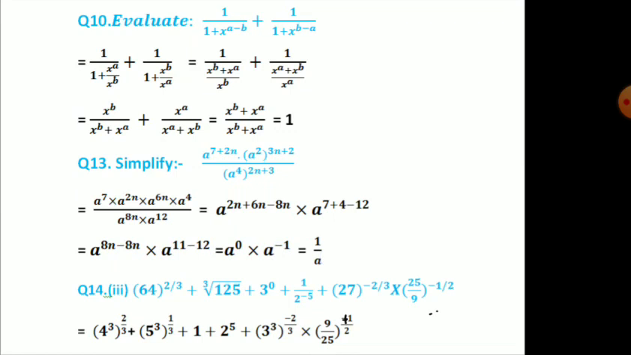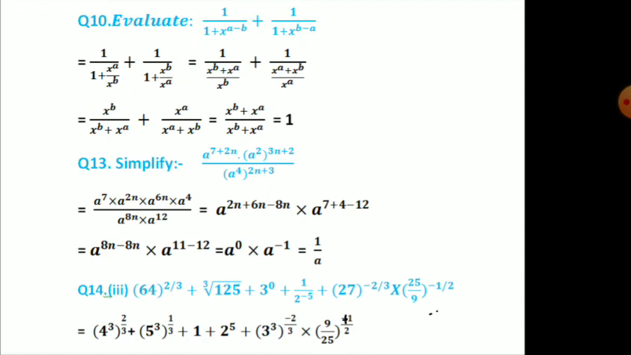Next, question number 14, 3. 64 to the power 2 by 3 plus cube root of 125 plus 3 to the power 0 plus 1 divided by 2 to the power minus 5 plus 27 to the power minus 2 by 3 into 25 by 9 whole to the power minus half. Now, we have to write the 64 in such a way that in the fraction 2 by 3, the 3 gets cancelled.